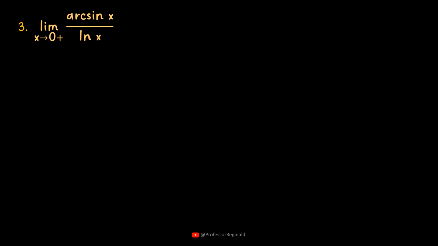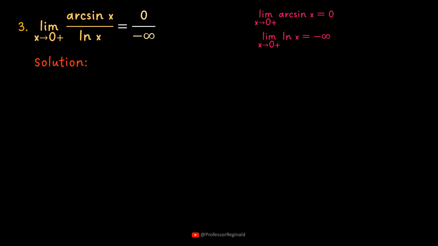Number 3. The limit of the arc sine of x all over the natural logarithm of x, as x approaches 0 from the right. Solution. If we evaluate the limit using one-sided limit expressions, the limit leads to 0 over infinity, which is not an indeterminate form. This means that we should not apply L'Hopital's rule. Let us instead find another way of evaluating the limit.